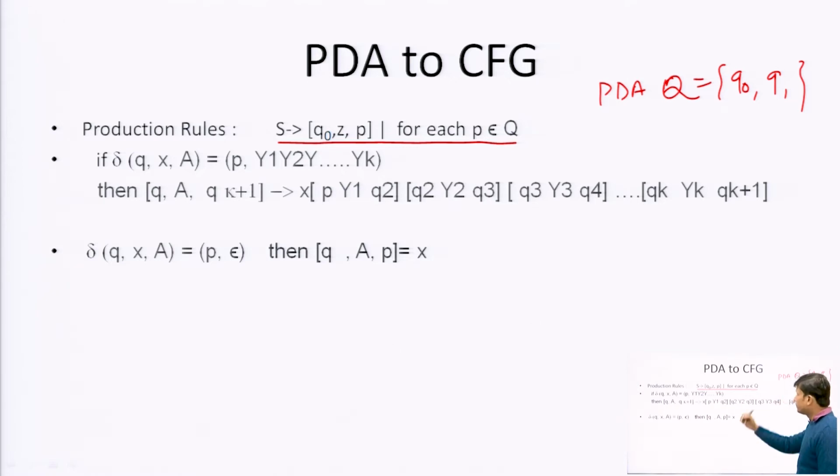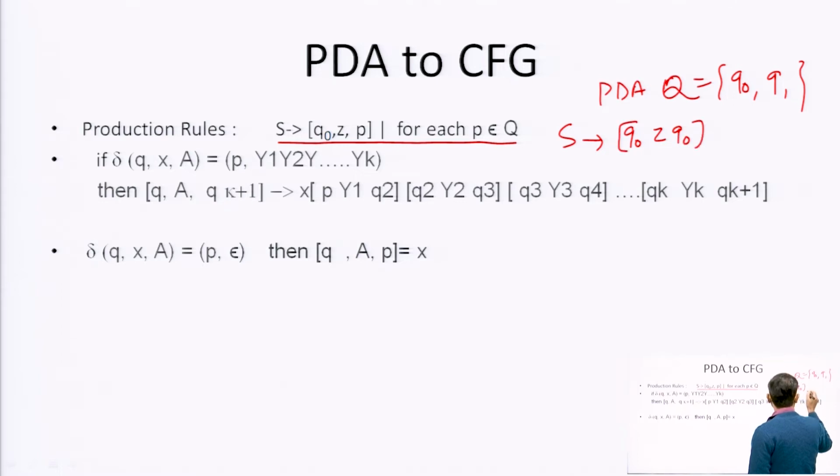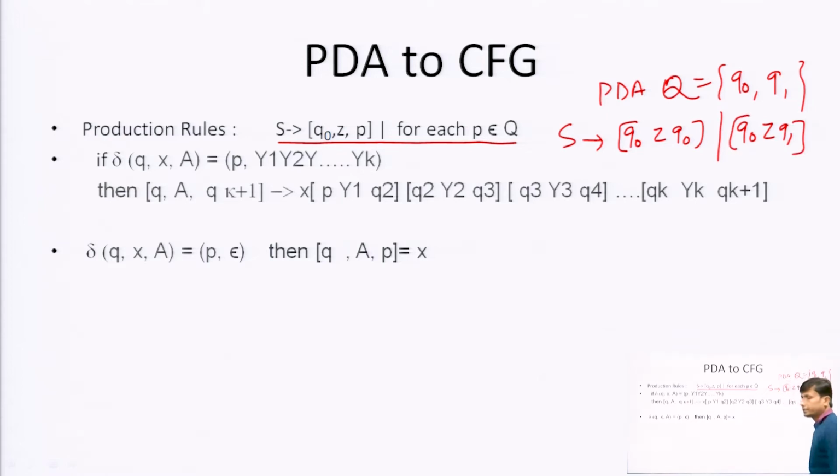So what would be the S? S is the starting symbol. So S derives Q0 Z P. Z is the stack bottom in pushdown automata. So here Q0 Z Q0, then another production Q0 Z Q1. So here two productions will be there.